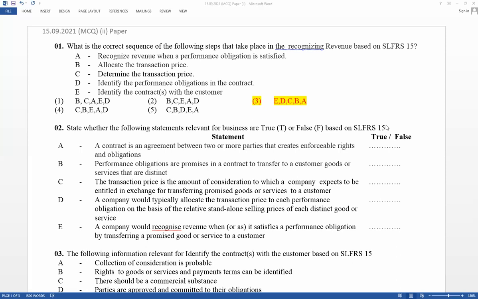මේ stand එකේ තියෙන original part එක මේ තියෙන්නේ. First one, contract is an agreement between 2 or more parties that create enforceable rights and obligation. This is the definition of contract. This is the definition, true. Therefore, answer is true.